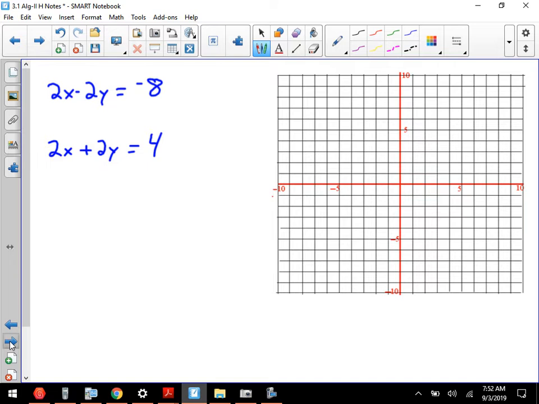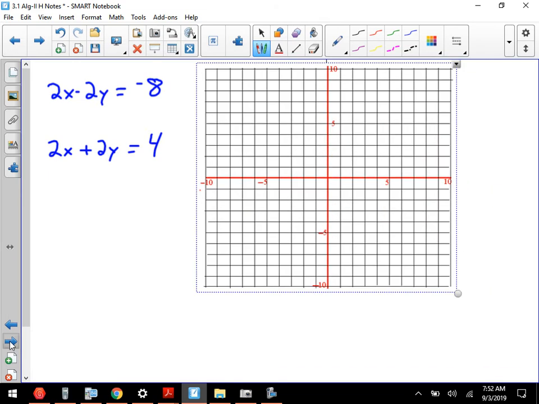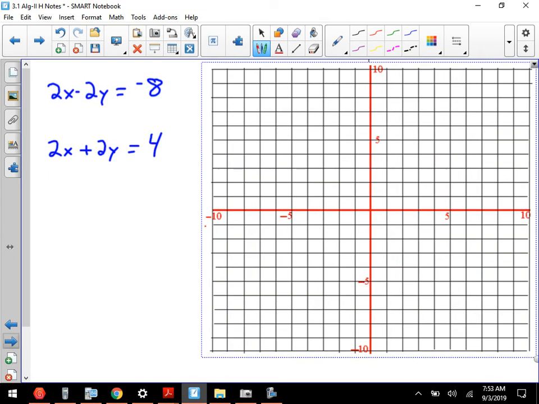So let's take these two equations. 2x minus 2y is negative 8, 2x plus 2y is 4. And let's see what happens. When you have those types of equations, you can graph them how they sit. You can simplify them if you'd like. Is there any reason to put those into slope-intercept form at all? Because we all know how to do the cover and solve stuff. You can do your intercepts.